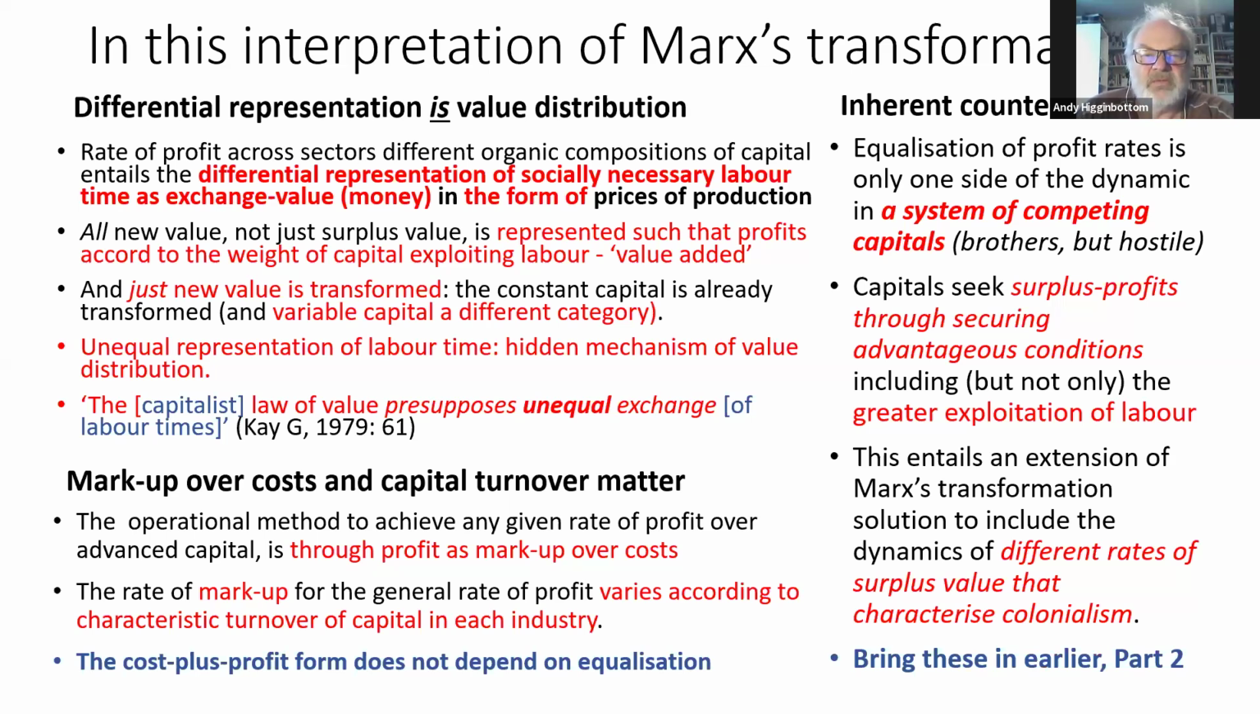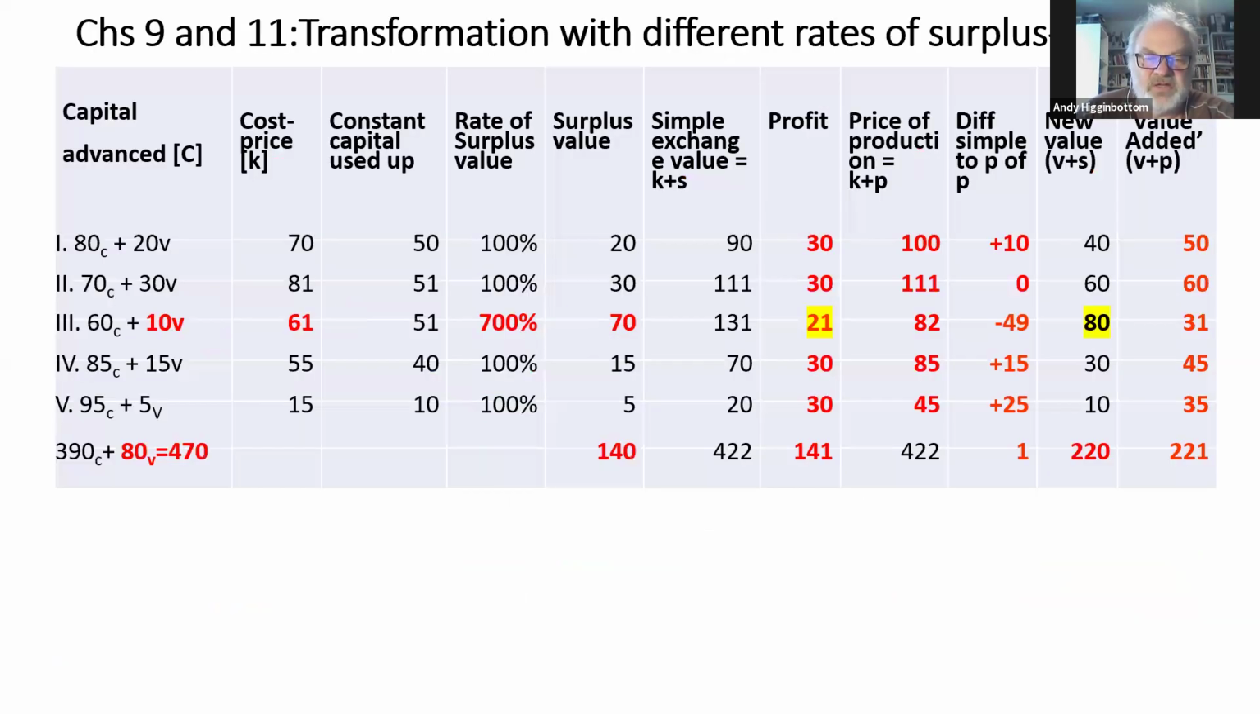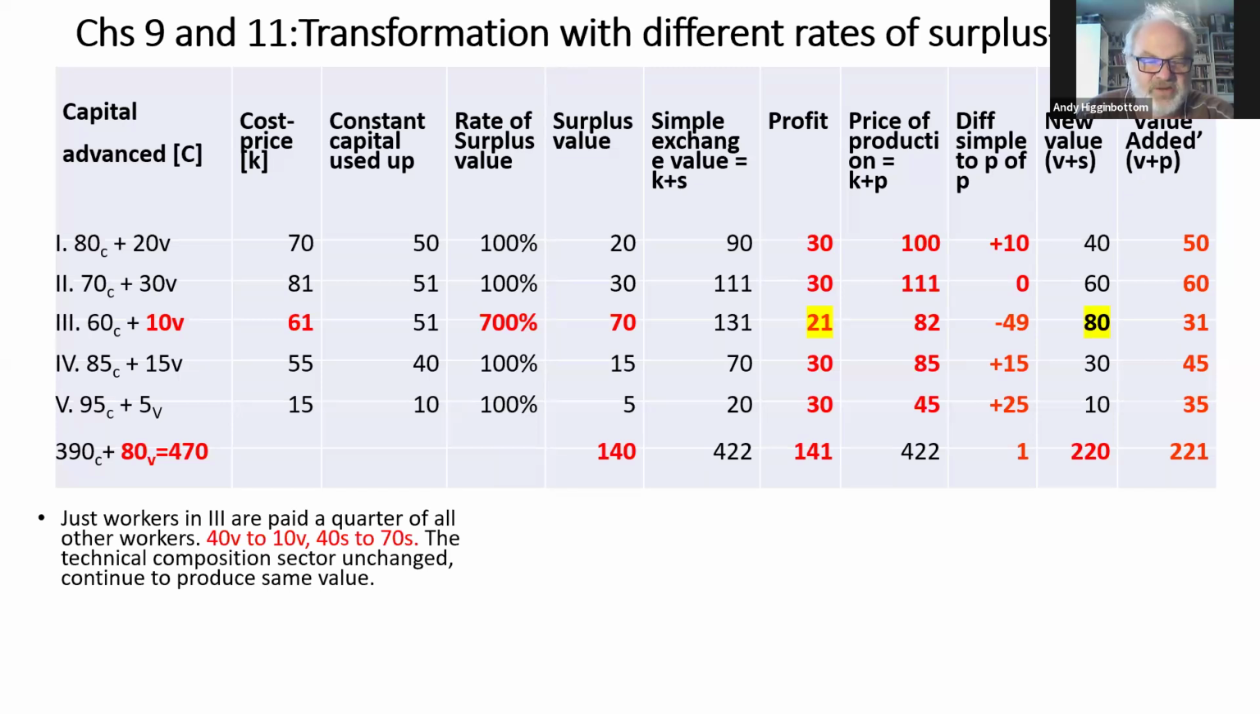So I'm now going to do one of the reworks of chapter 9 just to illustrate that last point. And I hope this is okay to follow. You can see if you follow the rows, there's a sector 3, which was 60 constant and 40 variable capital. In other words, this was the lowest organic composition of capital sector of the 5. More workers employed for the 100 money, £1,000,000 or billions of pounds invested. And the premise is very simple, that these workers are now going to be paid, just in this sector, just a quarter of all the other workers.